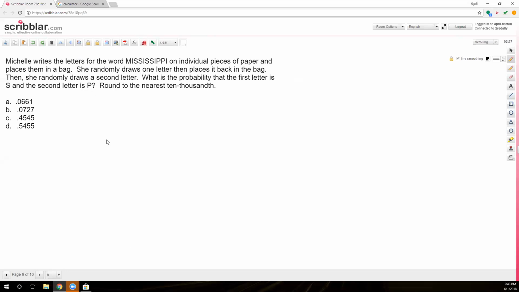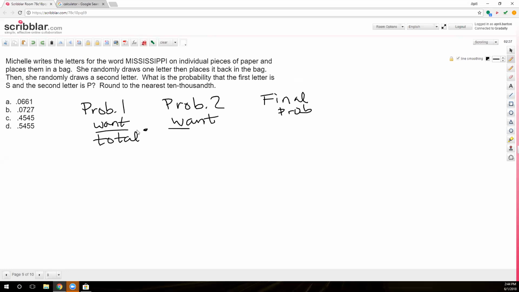So they gave us 2 probabilities. They want us to find a probability 1 and a probability 2. When that happens and you find both probabilities, to get the final probability, you multiply them together. So even though we're still doing want over total for both of these, once you do that, we're going to have to multiply together to find the final probability. And that's how this is different. Since we have 2 of them, we have that extra step of multiplication.